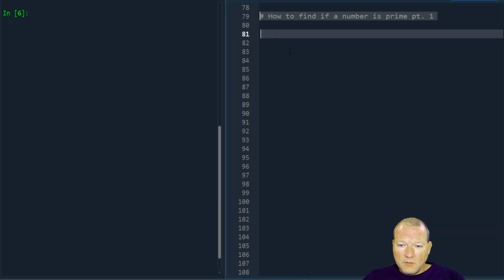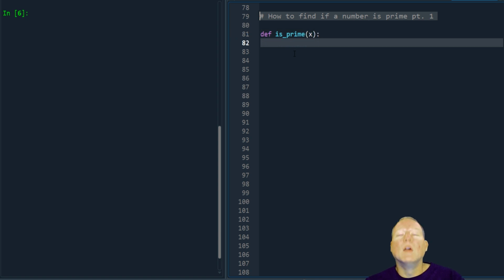All right, so this is where we take our human brain and begin to morph it into Python brain. We're just going to hard code this. So first we do def is_prime, and we're going to just give it a number. So how are we going to do this?